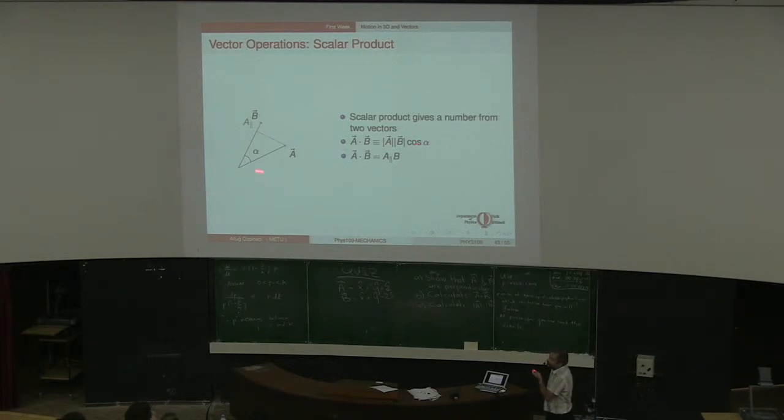I can repeat the same thing: from the tip of the vector B, I can draw a perpendicular to the vector A. This is a perpendicular line. Here I have another right triangle. The length of this side is the length of B times, again, cosine of alpha. So the length of B times cosine alpha is this length over here, which I denote by B parallel.